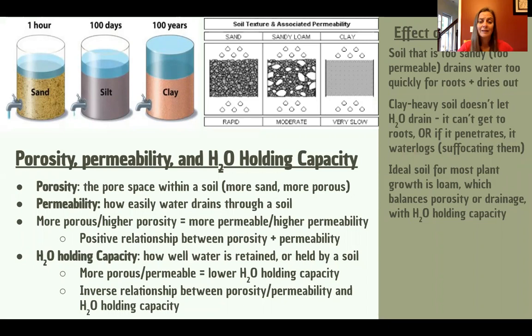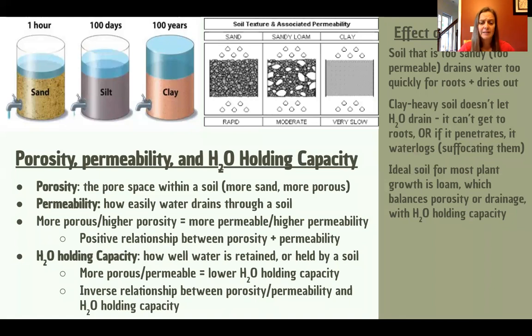Okay, so on that, let's talk about porosity, permeability, and water holding capacity. Porosity is the pore space within a soil. If we have more sand in our soil, it's going to be more porous. Permeability is closely related to porosity, but they are not exactly the same thing. Permeability is how easily water drains through a soil. So permeability requires not only lots of pores, but a connectedness of those pores so that the water can move from one pore to the next. But generally speaking, if we have more porous soil, then we're going to have more permeable soil as well. There is a positive relationship between porosity and permeability.